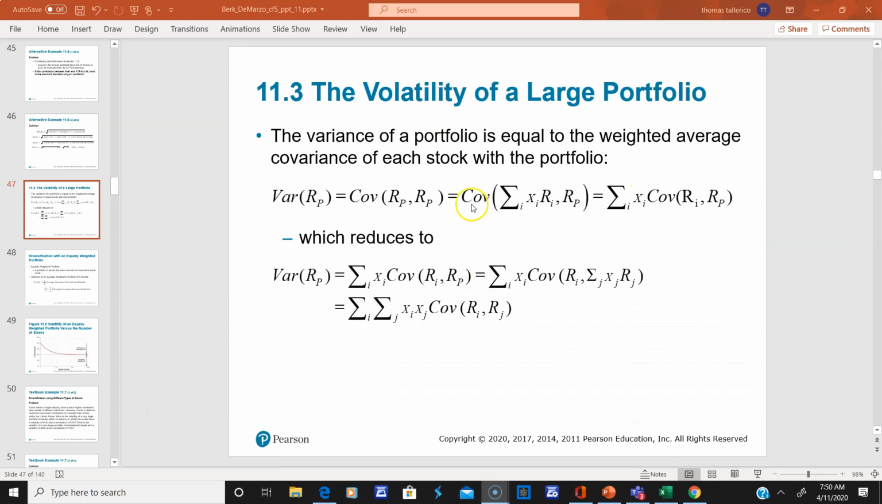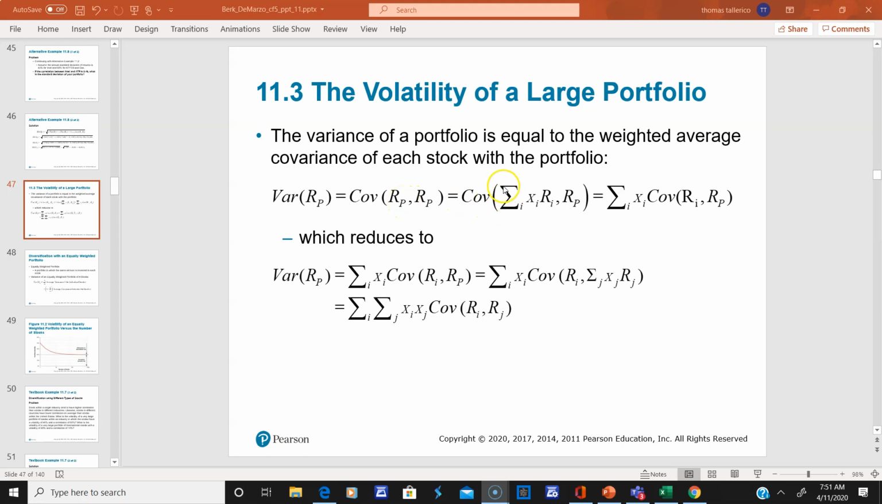All right, so here's a larger portfolio now. We go past two stocks, right? And it comes down to the variance of a portfolio is equal to the weighted average covariance of each stock within the portfolio. And I think, if my eyes don't deceive me, I think there's a mistake here. I believe that one of these maybe should be an RI, all right?